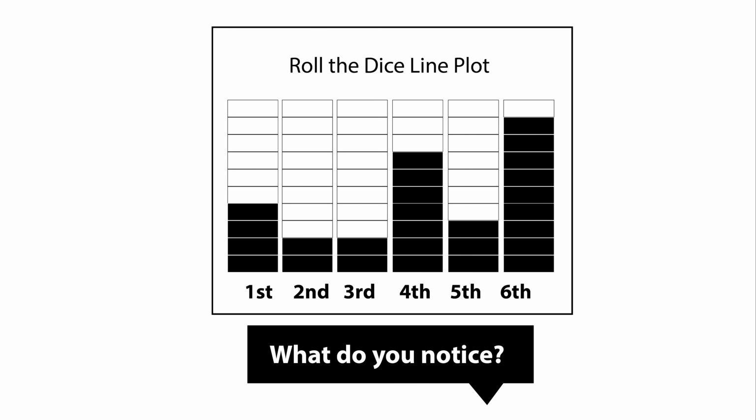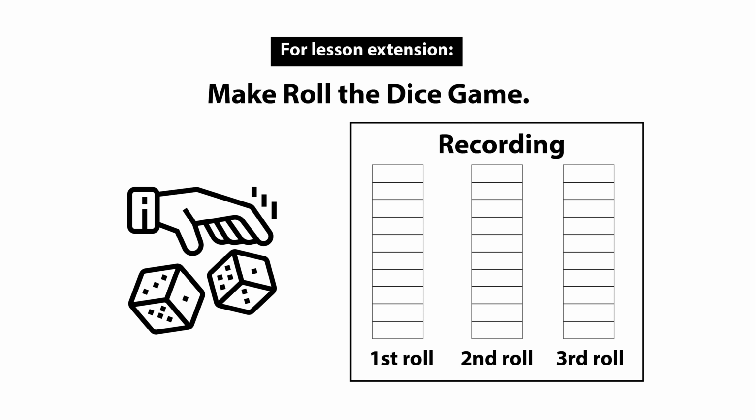That's the end of our activity. For lesson extension, you can make Roll the Dice a game that students can play with a partner at a station or center. Students can play repeatedly to build fluency with subitizing and joining, and to explore the patterns the class observed in the data.